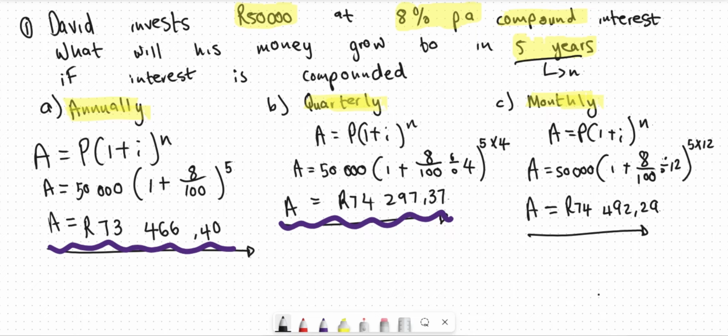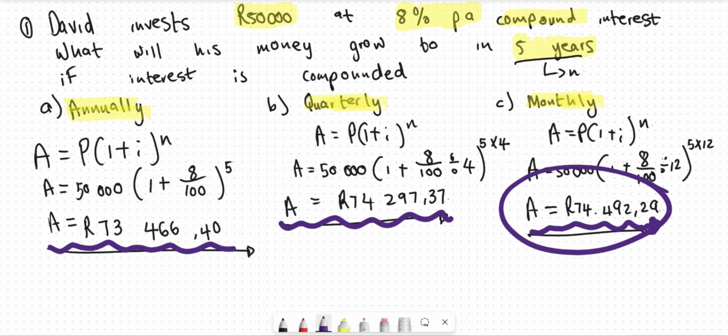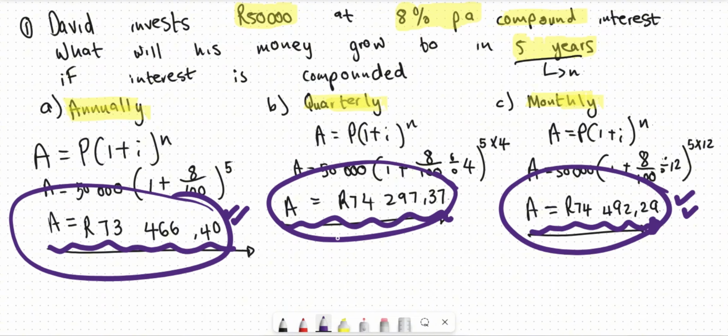74,492.29. Again, these values are increasing in the sense that if you're compounding monthly, you'd obviously get more interest out of it. If you compound it quarterly, you'd get more interest compared to annually, but obviously less compared to compounded monthly. And if it's compounded annually, that is the least amount of interest that you'll get. I hope this makes sense.